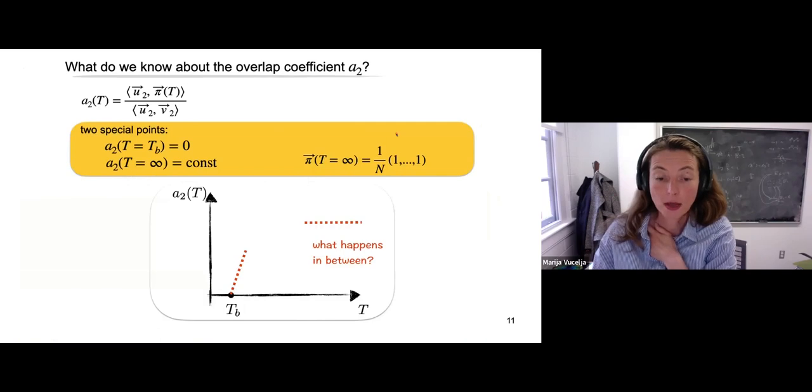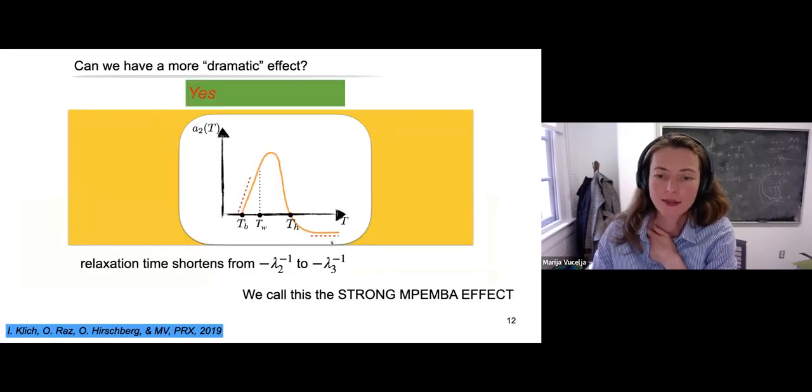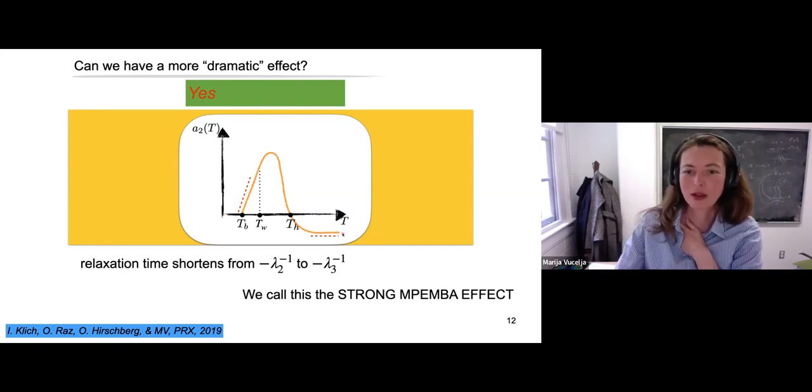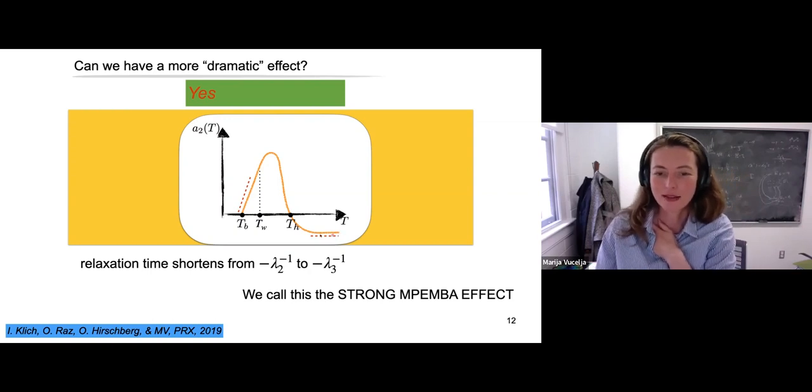Can the effect be more dramatic? Yes, it can. I told you that if I have an infinitely hot system, the amplitude is independent of temperature. But I didn't tell you that it doesn't have to have the same sign. It doesn't have to be positive. So if you start off positive here, in order to connect to this negative one, you have to cross zero, at least once. So why is this point special?